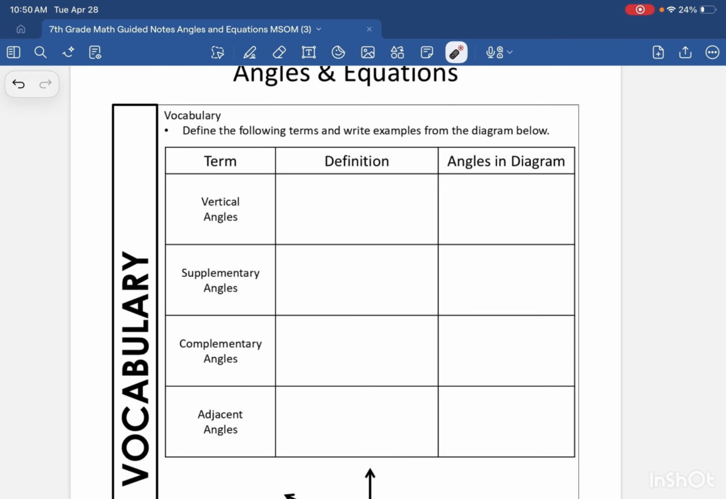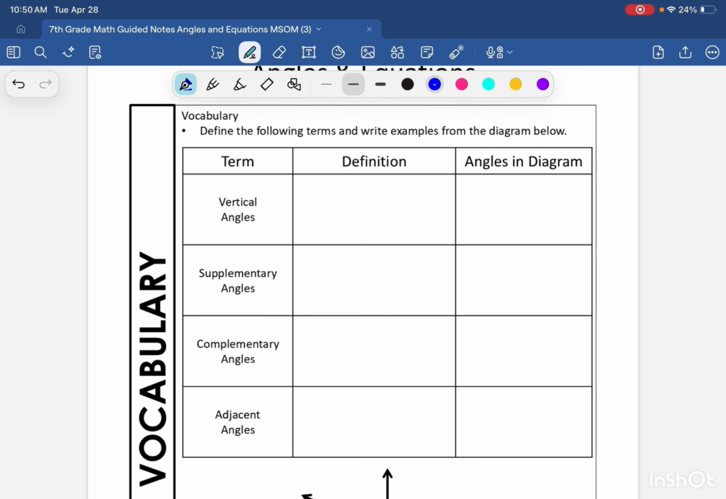Let's start with vertical angles. Vertical angles are opposite angles. They are formed by two intersecting lines, and they are the angles that are opposite each other when the lines intersect. Vertical angles have the same measure, meaning they equal each other.